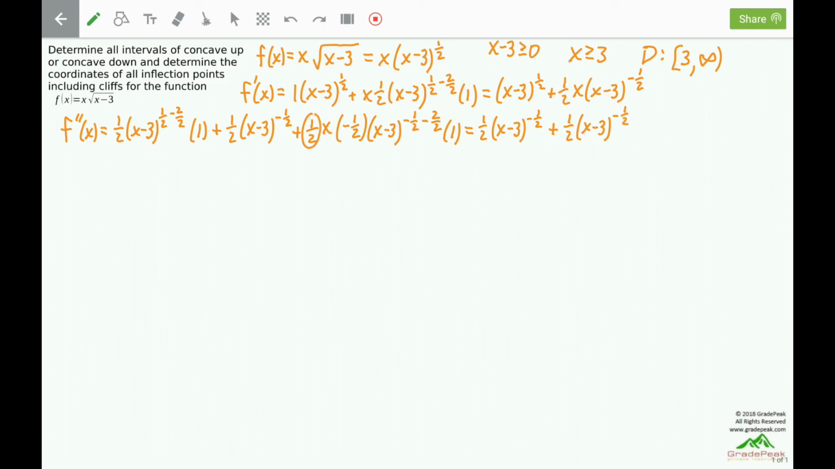And then the third term, we can put all the constants together. We have a 1/2, a negative 1/2, and a 1. 1/2 times a negative 1/2. We can multiply the numerators. 1 times negative 1 is negative 1. Multiply the denominators. 2 times 2 is 4. Negative 1/4 times the 1 will still be a negative 1/4.